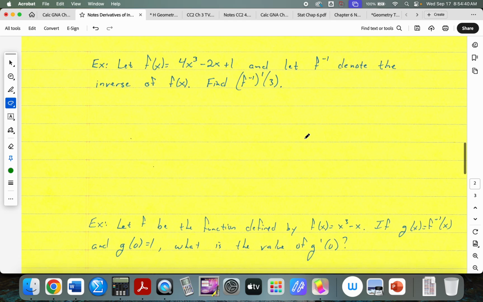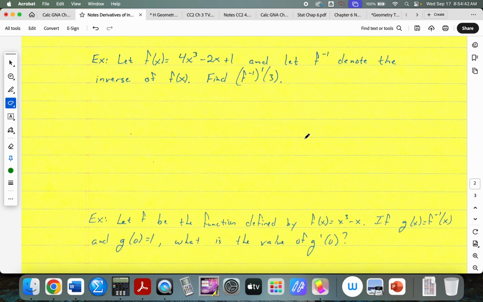All right, let's do some actual problems. Let f of x be equal to 4x cubed minus 2x plus 1, and let f inverse denote the inverse of f of x. Notice it doesn't say that f inverse is in fact a function. It is not. It is an inverse relation, not an inverse function. That doesn't usually come up in anything, but I think it's something you might think about at some point.